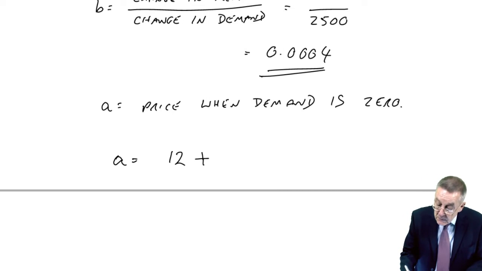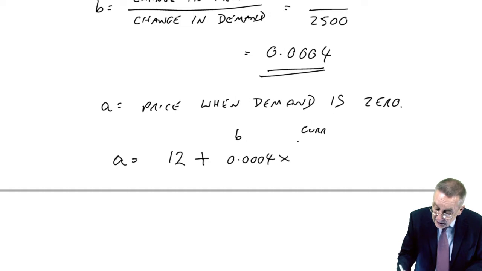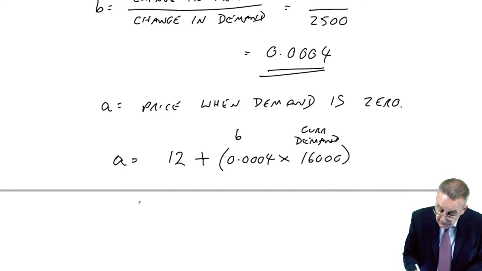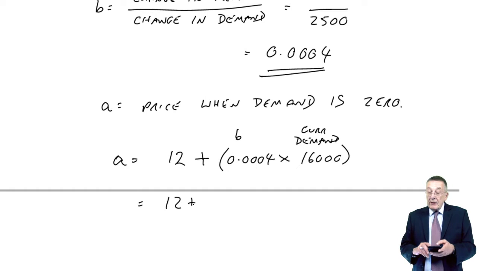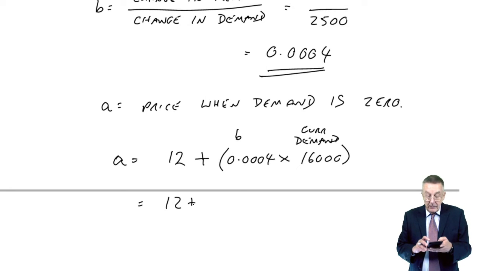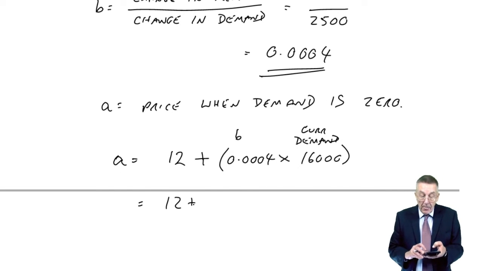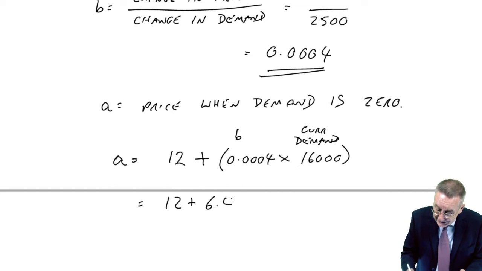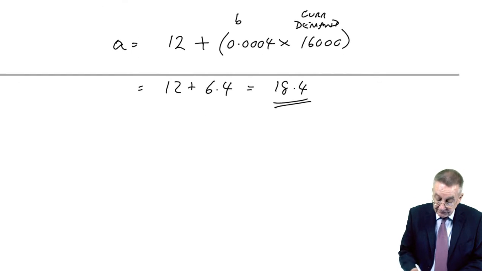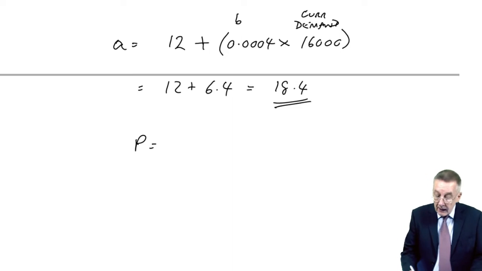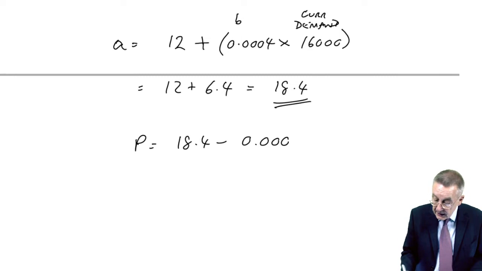And so it'll be B, 0.0004 times the current demand, which is, I keep forgetting, 16,000. So to get the demand to fall by 16,000 down to 0, the selling price has to increase by 0.0004 times 16,000, which is 6.4. And therefore A is 18.4. And the full equation, therefore, P is equal to A minus BQ. It'll be 18.4 minus 0.0004 Q.